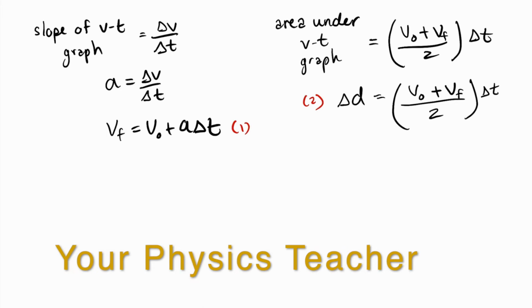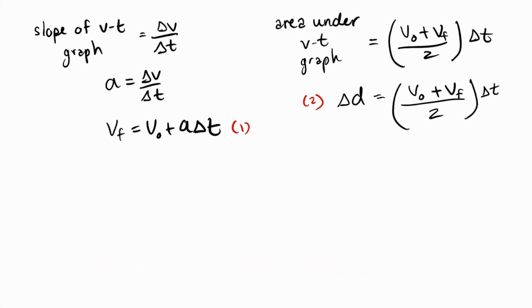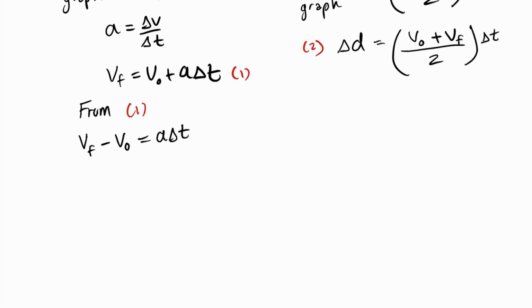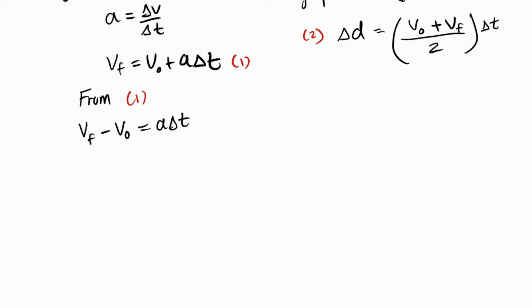Alright, so we've been looking at equation 1, substituting it into equation 2, and we isolate for v final to get equation 3, we isolate for v initial to get equation 4, but we haven't isolated for the change in time. So from equation 1, we're going to isolate for the change in time. What would that look like? V final minus v initial equals a delta t. Divide both sides by a, which is v final minus v initial over a equals delta t.